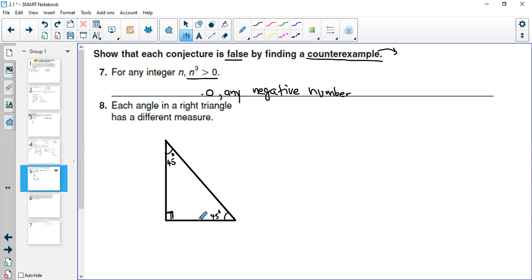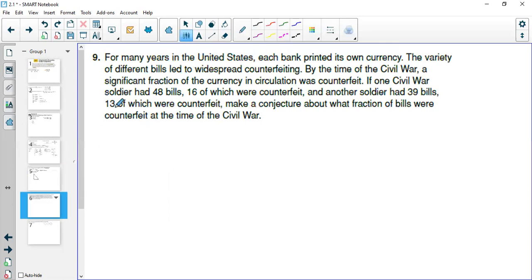So you do not always need to explain the counterexample by using words. You could even use pictures, symbols, numbers, anything to show the counterexample. Okay, let's move on to question number 9.